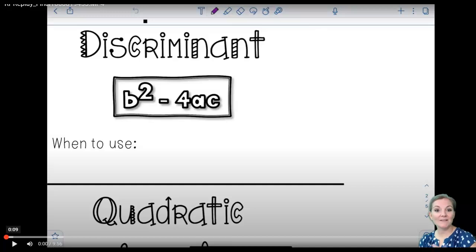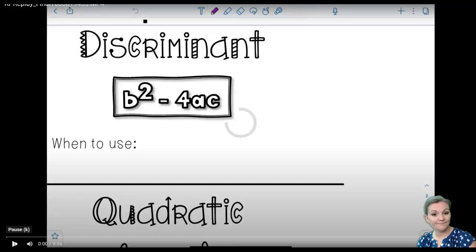Alright, so today is the last lesson for Unit 3, Part 1, where we're going to talk about how to solve using quadratic formula. But before we talk about quadratic formula, we have to talk about a piece of that quadratic formula, which is known as the discriminant. The discriminant tells us something that's actually kind of important.